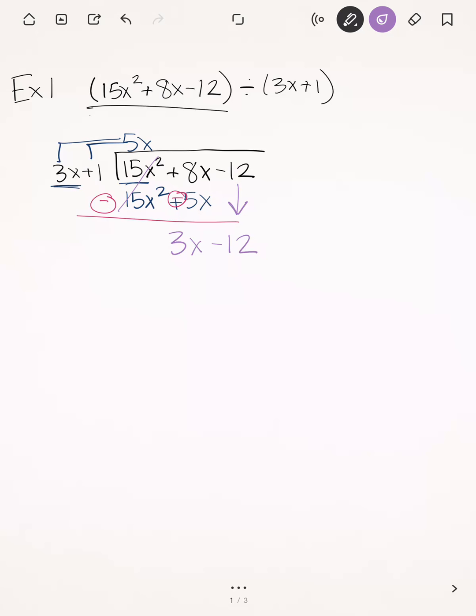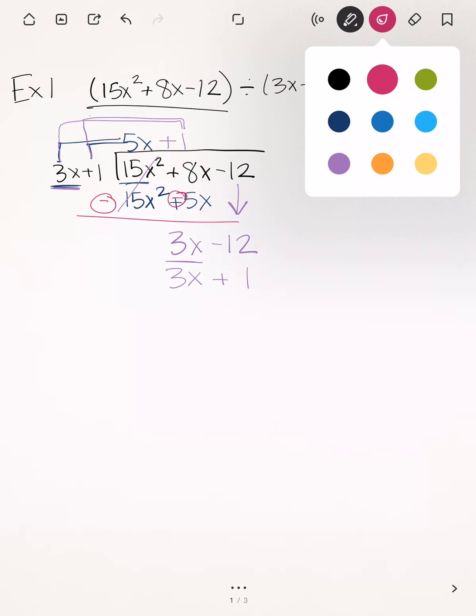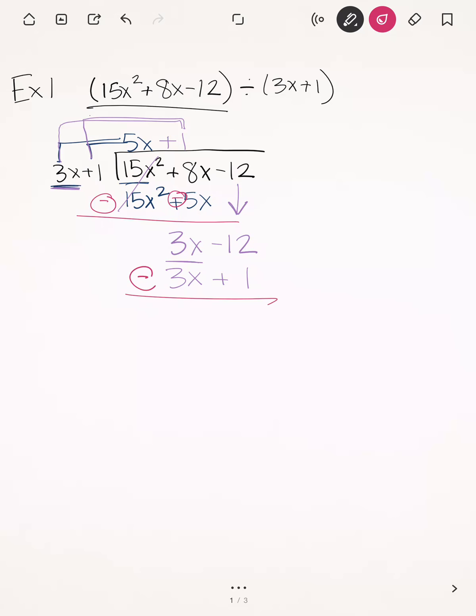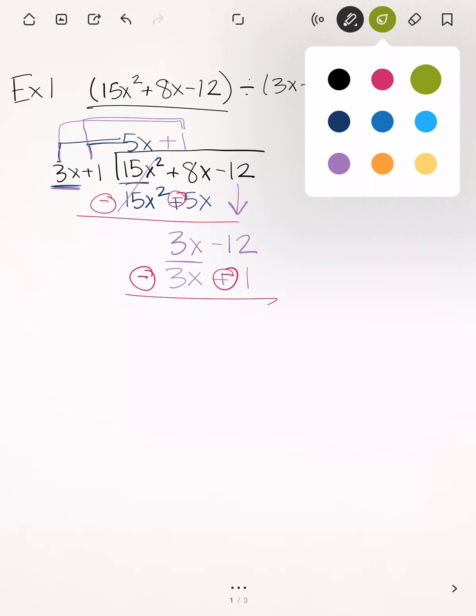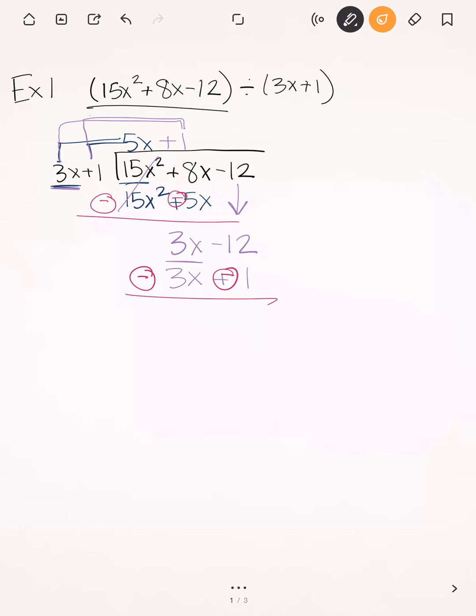From here, I have to think, what do I need to multiply 3x by in order to get 3x? A positive 1. So I take 1 and I multiply it by 3x and I get 3x. I take 1 and I multiply it by 1, I get a positive 1. From here, I draw my line, I change my signs. So now what we get, 3x minus 3x cancels out. Negative 12 minus 1 gives me a negative 13. This is known as my remainder.